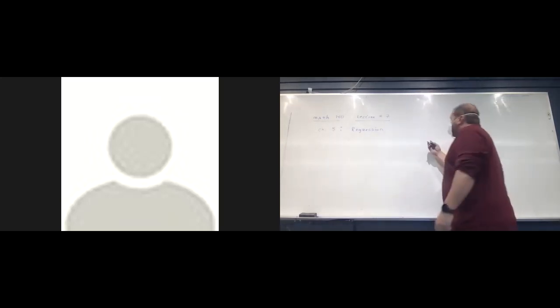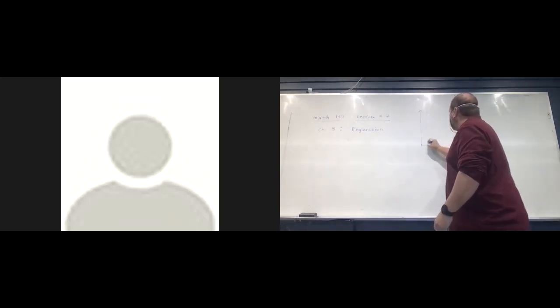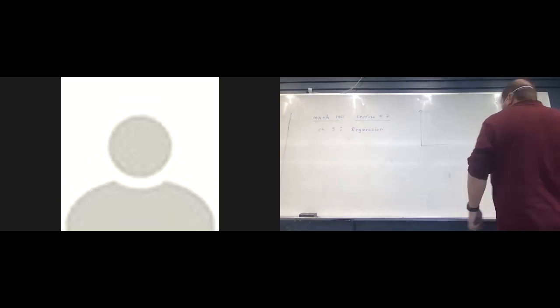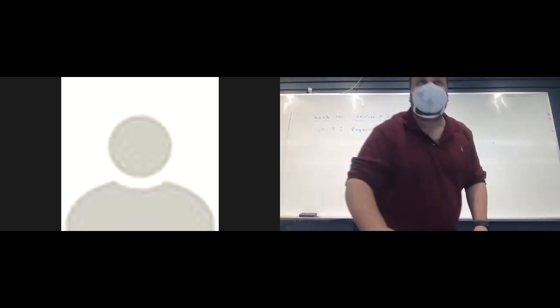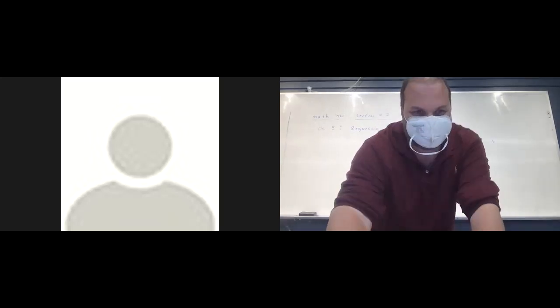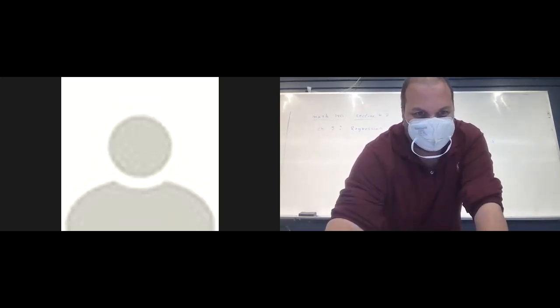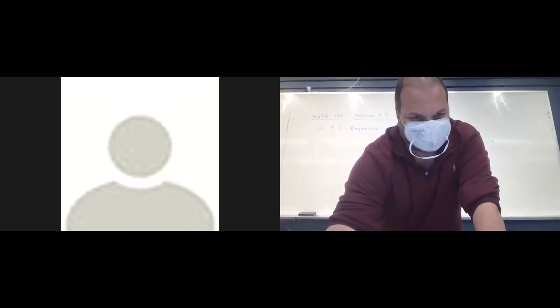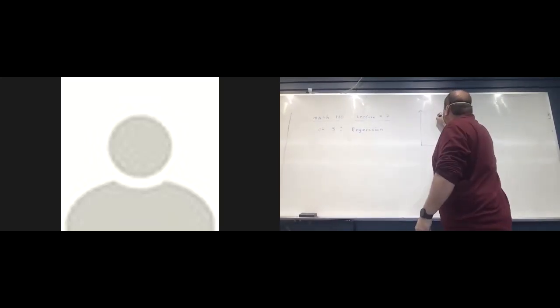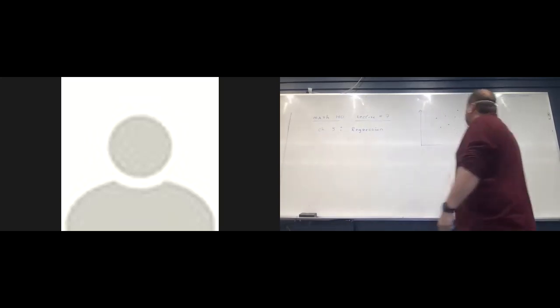So chapter 5, regression. What exactly is regression? Well, you have a scatter plot. Yes. Okay. So you have a scatter plot. You've got a point, a point, a point, a point, a point, a point. Right, here's your scatter plot.